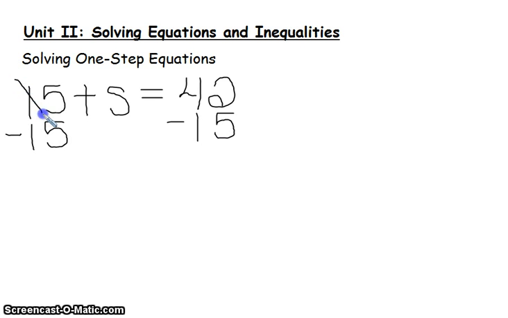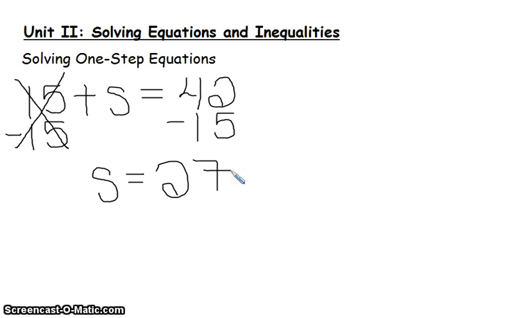When I add those, or when I subtract those, actually, that becomes 0. So I no longer have that. So now what I have is a positive s equals, I don't have to put that plus there because it's understood to be positive s. And then you have to subtract your 42 and your 15. So make sure if you're using your calculator that you do that carefully. But you should get 27. So very simple, very easy one-step equation.